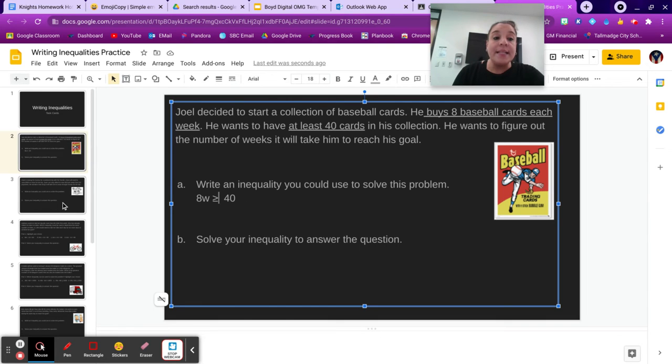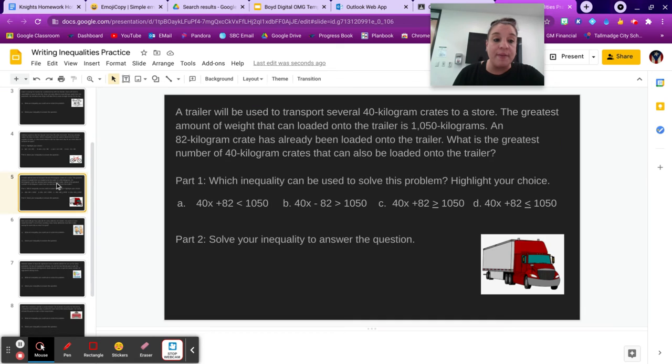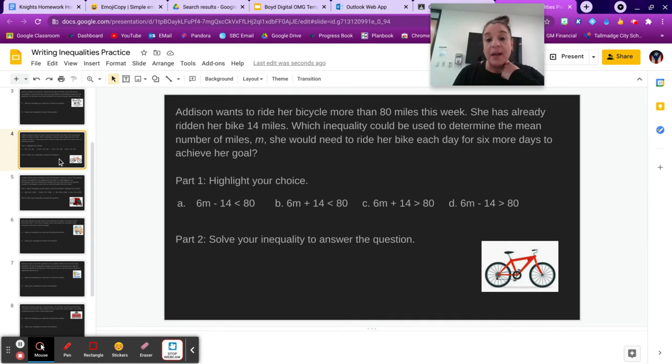All right, let's scroll down to one that's a little bit tougher. On slide 4, these are 2-step inequalities. Now, this is multiple choice, so I've already written them for you. You just have to highlight the one that makes sense.